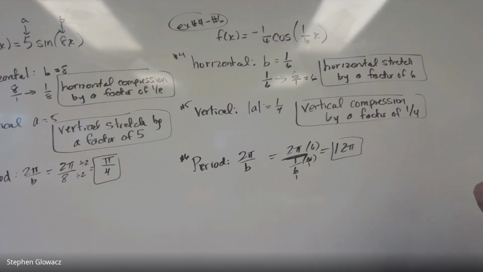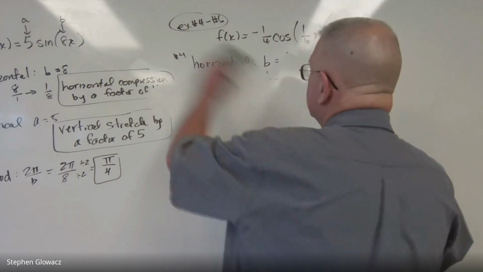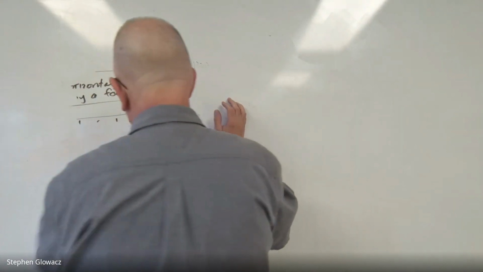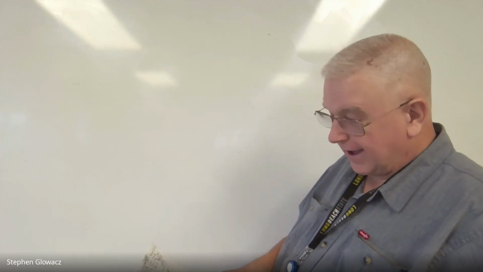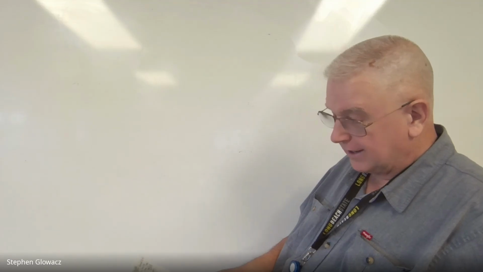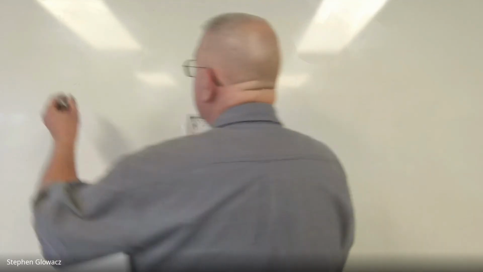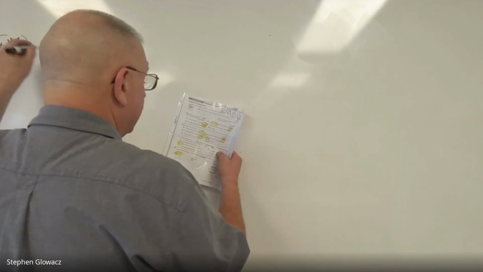All right, so that is that for 4, 5, and 6. Now for 7 and 8, we've got to erase all this, don't we? And let's put up an example for number 7. They're asking us, consider the function f of x equals negative 1/4 cosine of 2x, and they ask for the horizontal stretch or compression. Since that's kind of the new thing, we're going to get a little bit more work with that. So here's our example for number 7.